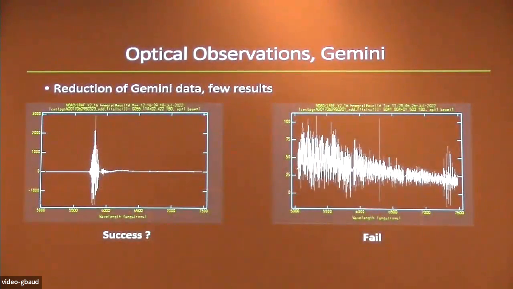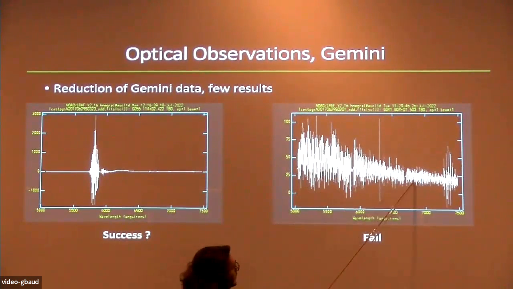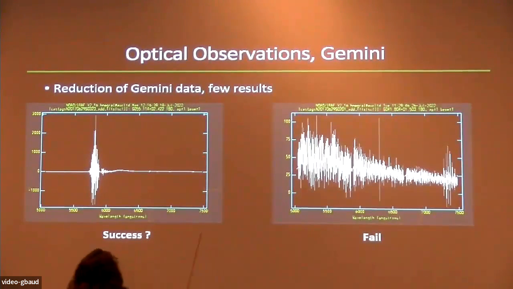Here I can give two examples. Here we have a fail, because we don't see anything around 656 nanometers. On the other hand, here, if we zoom out, we can see there is a line, but I need to be sure it is actually a success and that the data reduction went well. So I still have to confirm this one, and this one is just a failure.